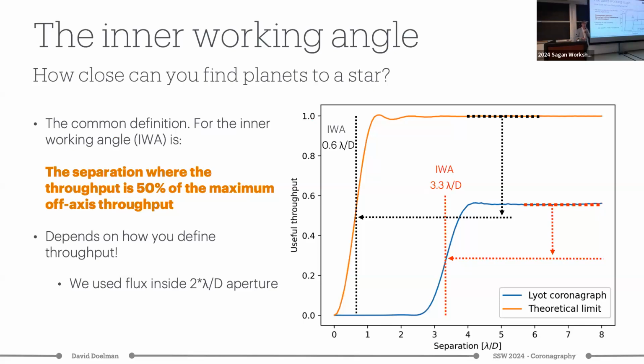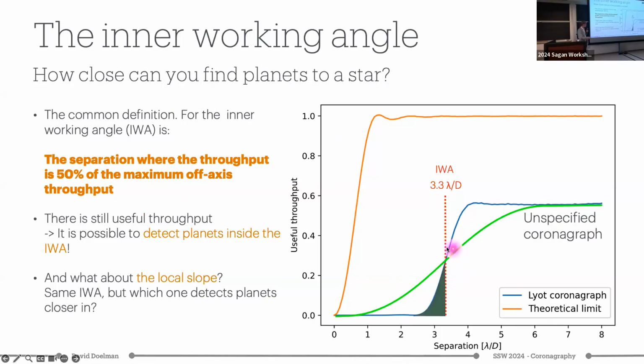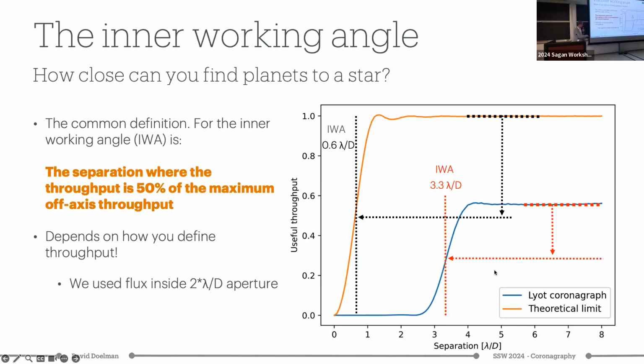Then there is the inner working angle. How close can you look at the star and still see signal? We usually define the inner working angle as where the light is 50% of the maximum for this coronagraph. Of course, this is a little bit arbitrary because there is still light coming through in this region. Let's go back. So there's still light coming through in this region. So if you have a very bright star or off-axis planet, you could still see it. But our inner working angle, just to be consistent, we'll define in this way.